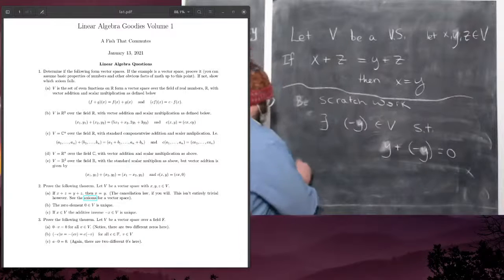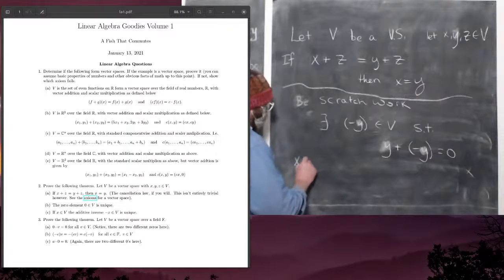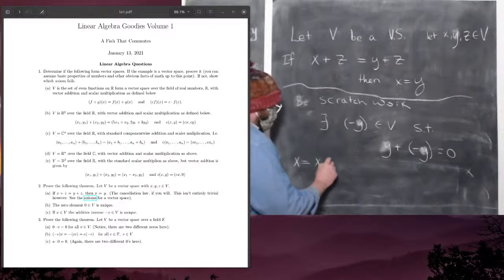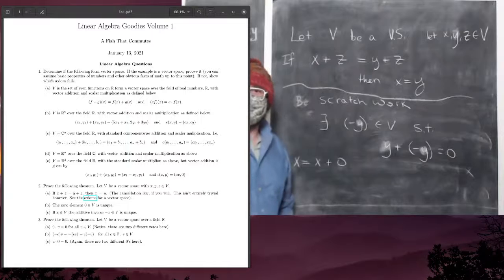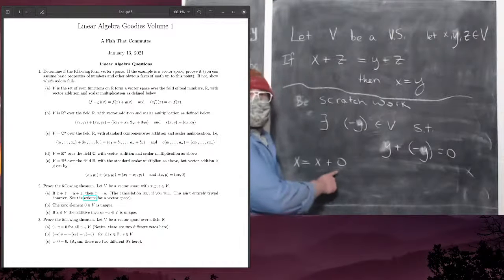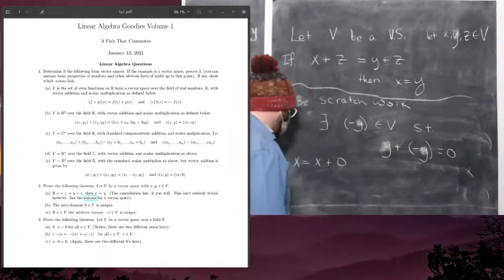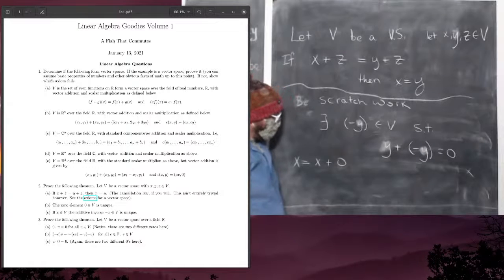So let's just do something that seems weird. Like x does equal x plus 0. Would you agree? You'd be surprised how useful adding 0 can be in mathematics. We'll see that quite a bit if you pay attention to this channel.